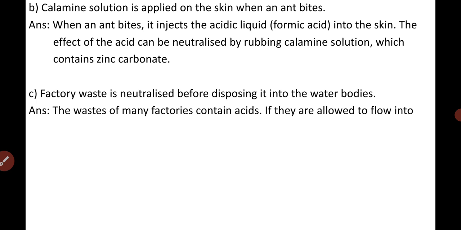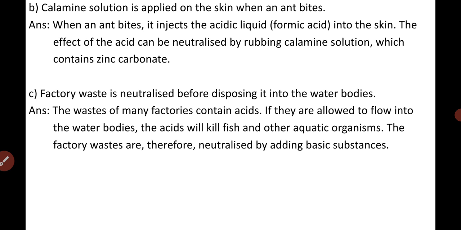Therefore, you can note down from here: the acidic factory wastes should be treated with basic substances to neutralize them before discharging into the water bodies. In this way, the aquatic organisms can remain safe. The wastes of many factories contain acids. If they are allowed to flow into the water bodies, the acids will kill fish and other aquatic organisms. So the factory wastes are therefore neutralized by adding basic substances. Understood? Next question.